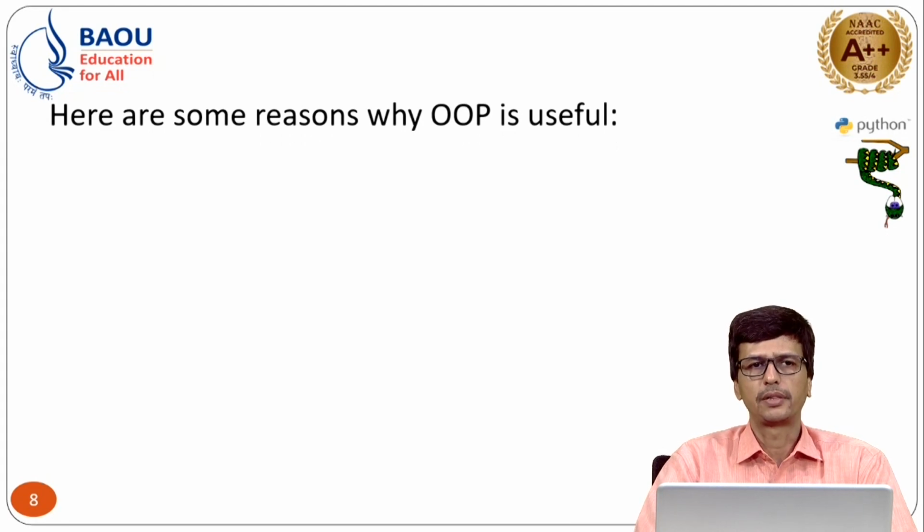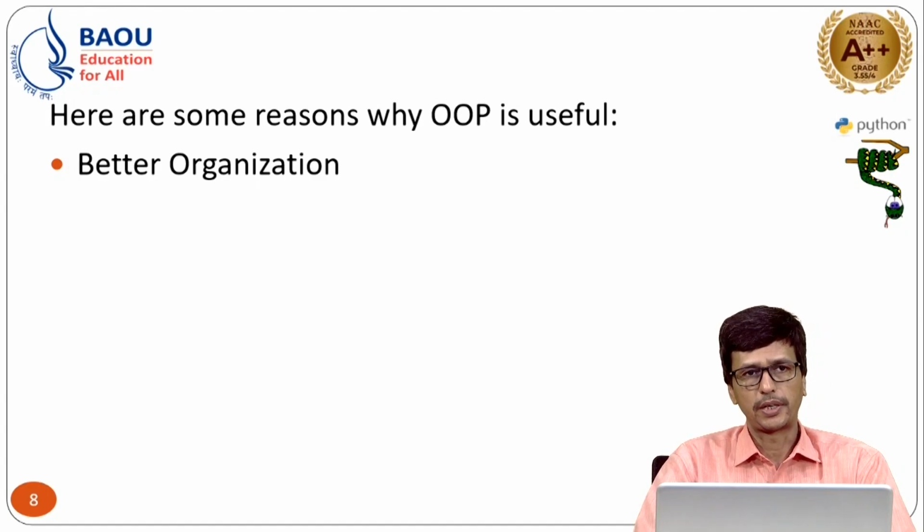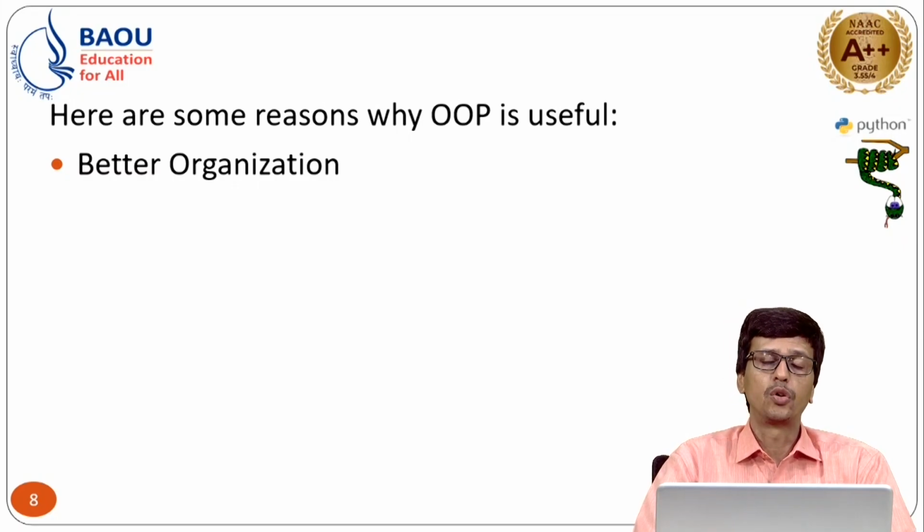Now, what are some reasons why object-oriented programming is useful? The first one is better organization. In the procedural approach, we create a number of variables and a number of functions for different tasks, right? The functions and variables are scattered throughout the program. If the program size is small, there is no issue. But suppose the program size increases and in your whole application, multiple functions and multiple variables are scattered. Then it is quite difficult to manage.